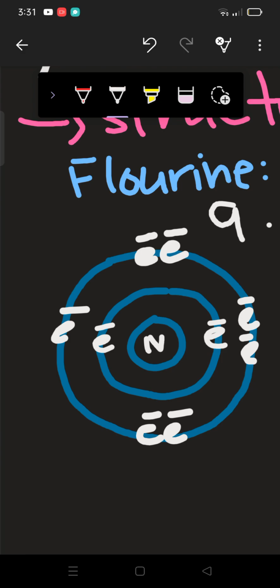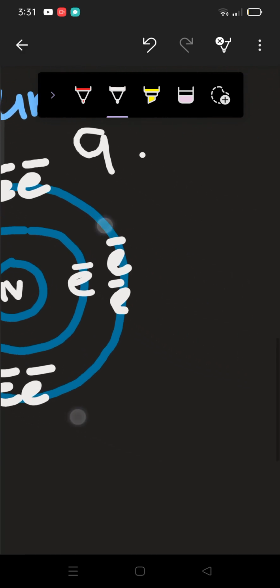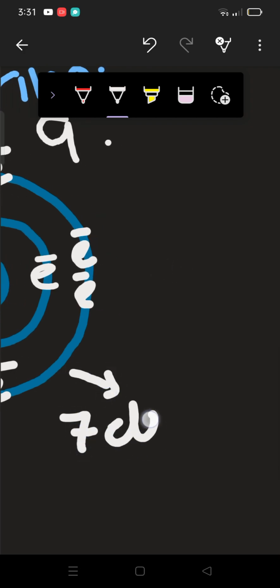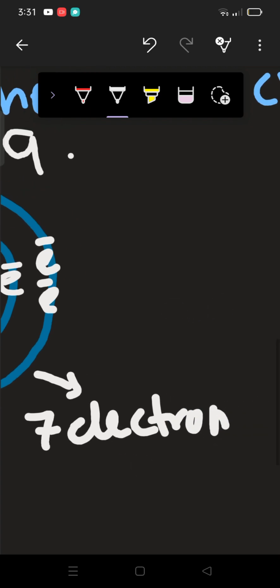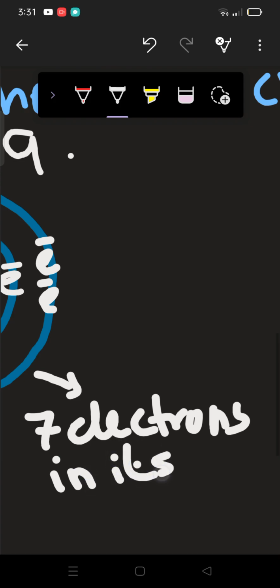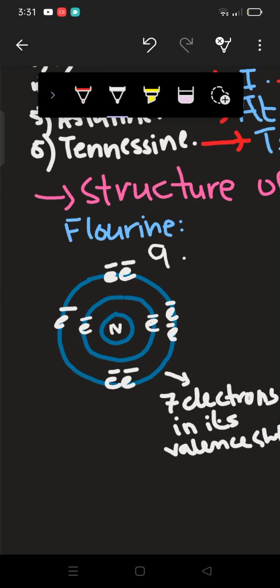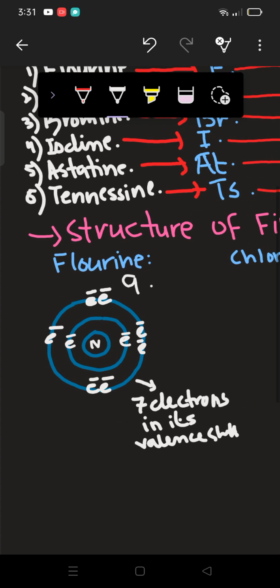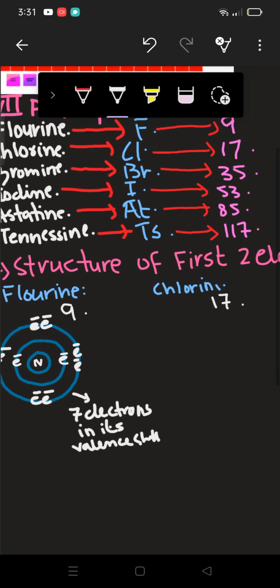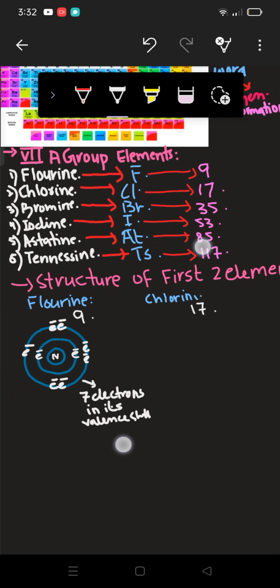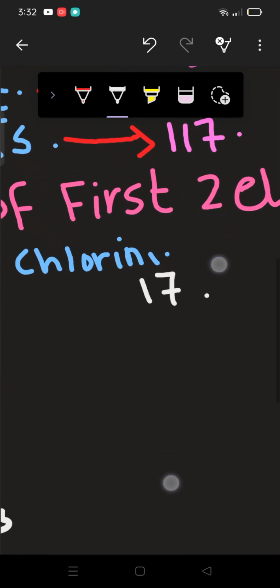As I told you, since it belongs to the 7th group, it will have 7 electrons in its valence shell or outermost shell. So it will always gain 1 electron to complete its octet. 7th A group elements will always have a negative charge because they gain 1 electron to complete their outermost shell. They'll always be acceptors of electrons, because they have 7 electrons in their outermost shell and have to complete it in order to make themselves stable. So now let's talk about chlorine.